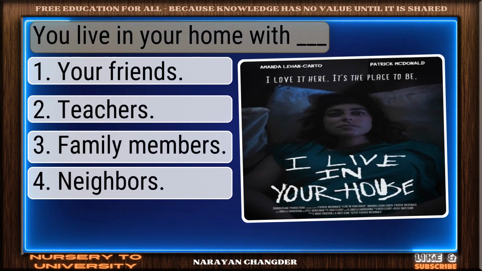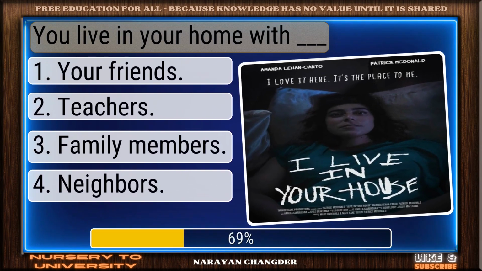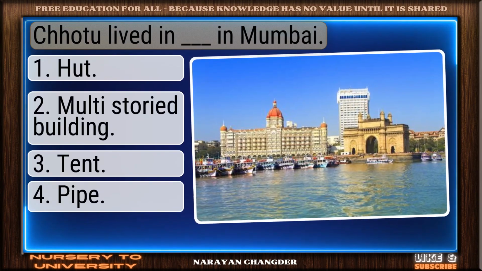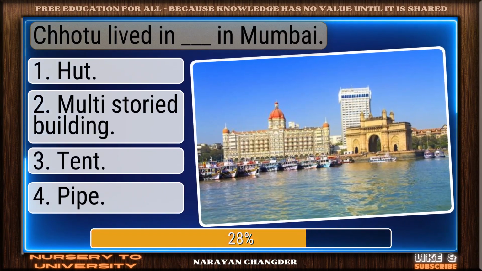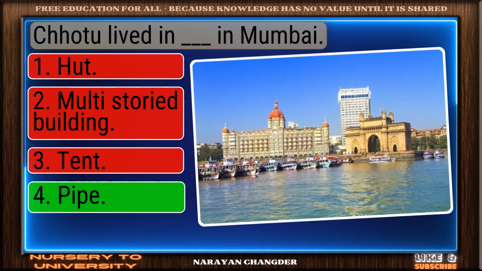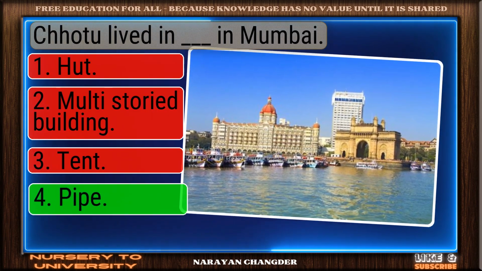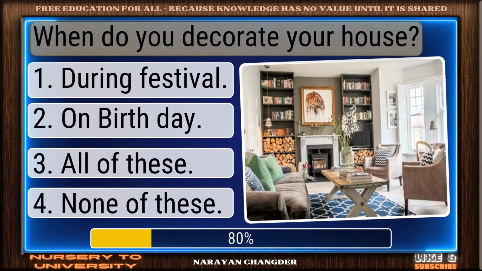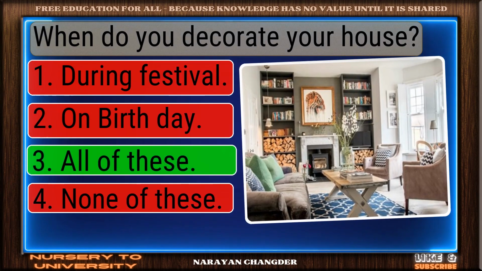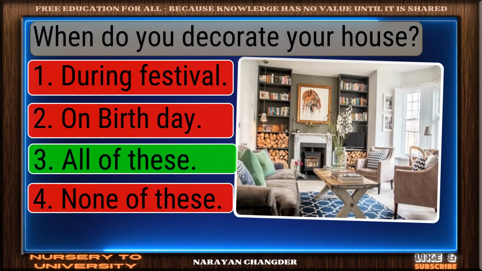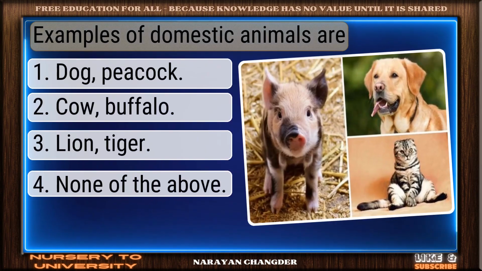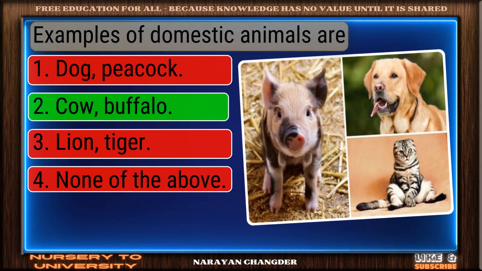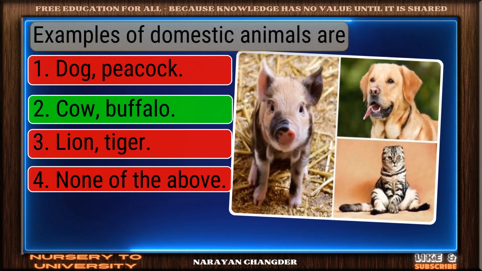You live in your home with dash. Family members is the best answer. Chhotu lived in dash in Mumbai. Pipe is a brilliant choice. When do you decorate your house? All of these is a solid answer. Examples of domestic animals are... Cow, buffalo is the right choice.